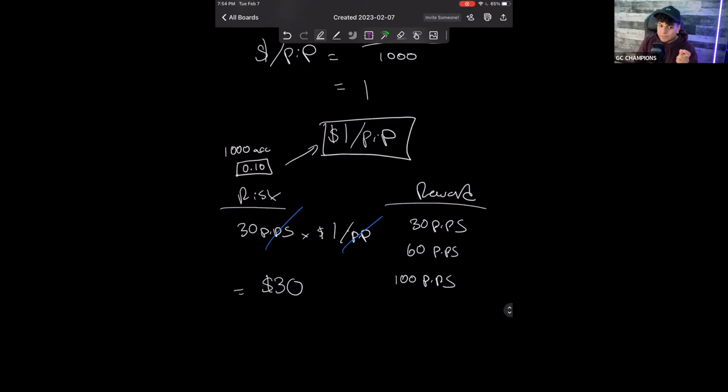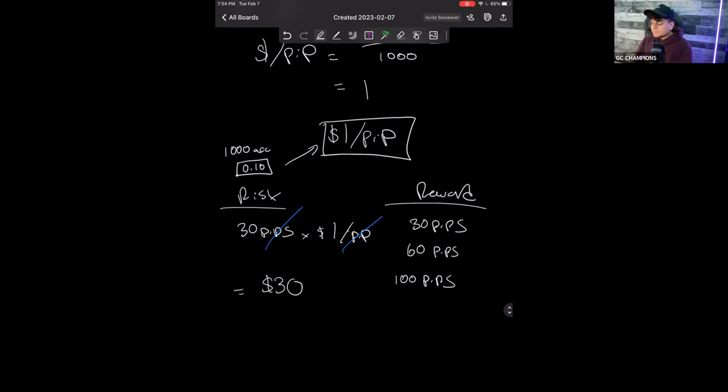With a 30 pip stop loss, you're going to lose only $30, which is 3%. I think once you lose that, then you can decide if you want to be in and out, continue on your trading day or however you want to do it. This is why having daily trading goals is very, very important.